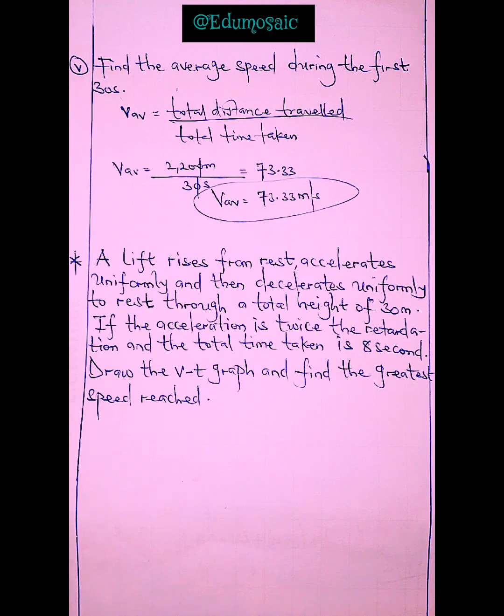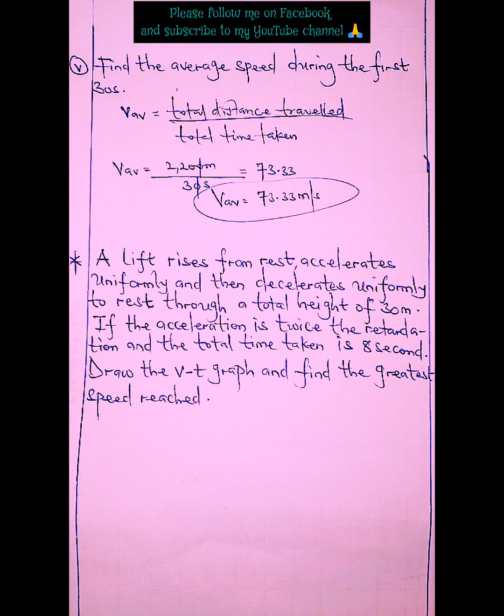Now a leaf rises. We all know what a lift is. It rises from rest. That means it wasn't moving. It started from rest and accelerates uniformly. Uniform acceleration, don't forget what it means.